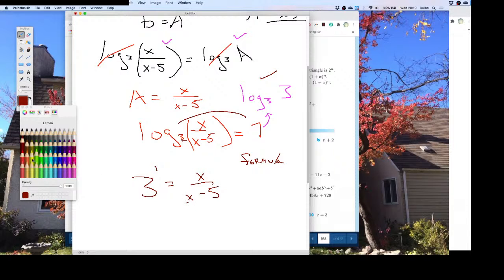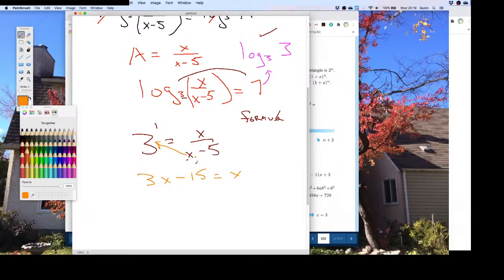And at this point, Thibault, you would agree it's probably simple algebra, cross multiply here. So we have 3x minus 15 is equal to x. And then we bring the x over. So that's 2x. Bring the 15 over. That's 15, and we have x is equal to 7.5. Then we're all done. Okay? So is anybody okay with that?